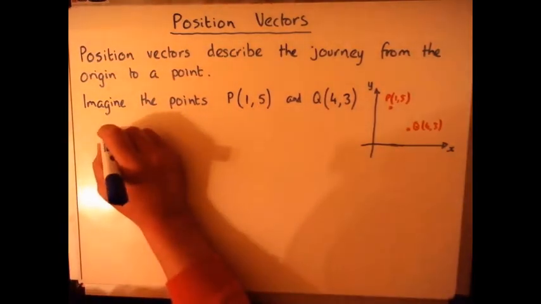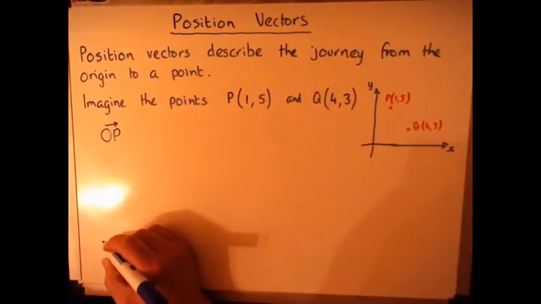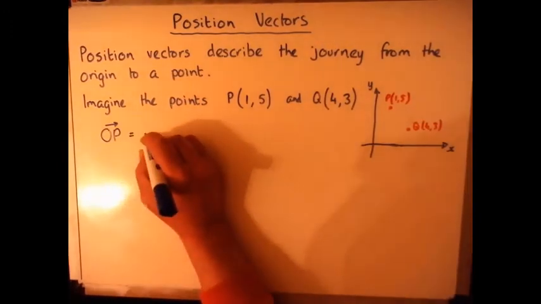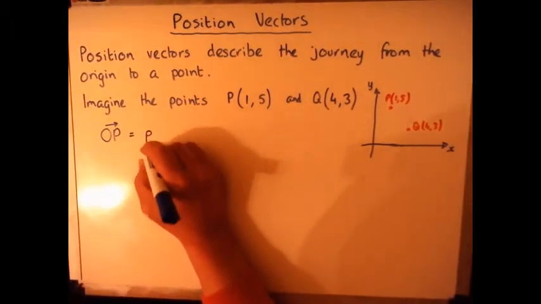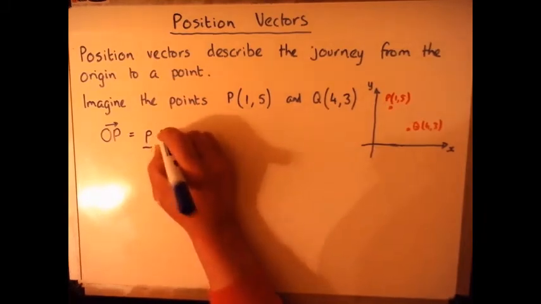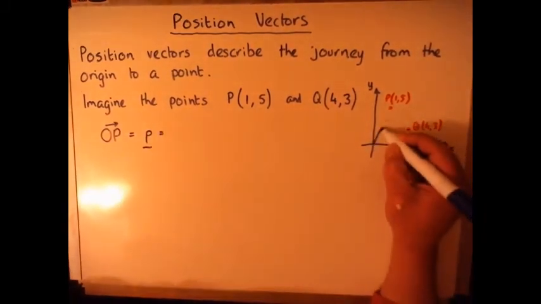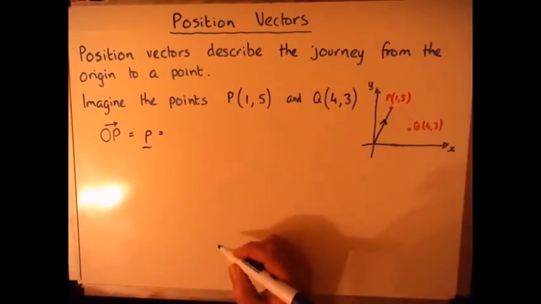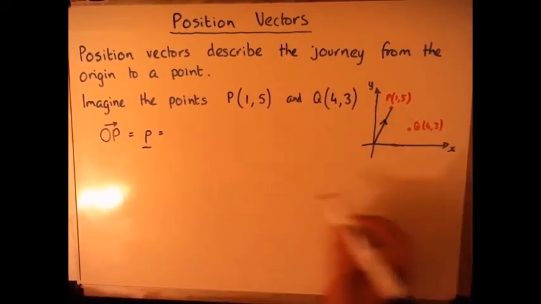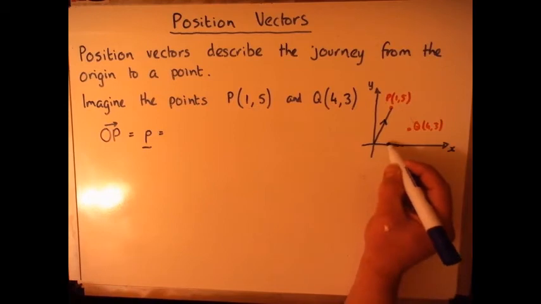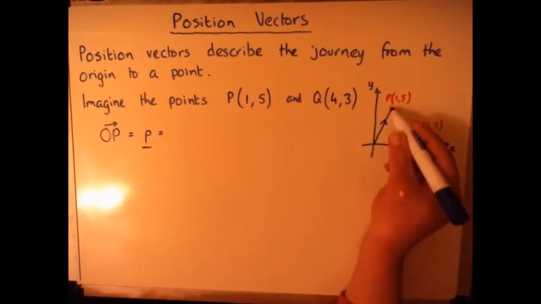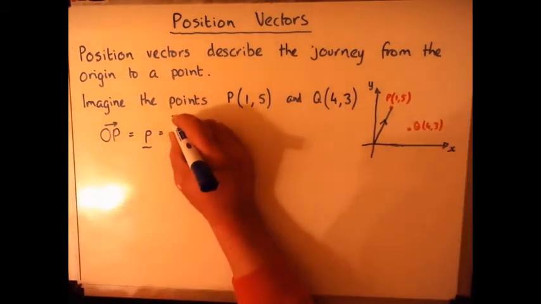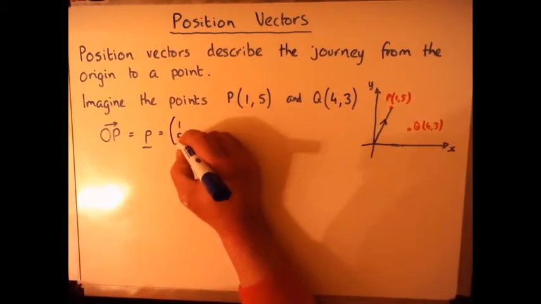So my journey from O to P, the directed line segment, I'm going to call that the vector or position vector P. That would be the journey from the origin to P. So I show the direction with an arrowhead. And basically this journey would be to go 1 along the x-axis and 5 up the y-axis. So I know it's going to have the components 1, 5.